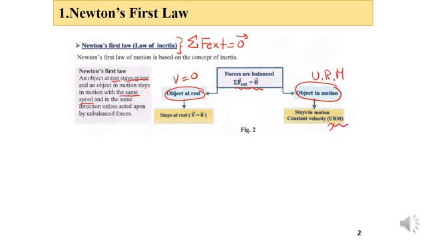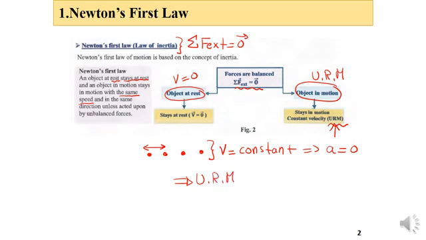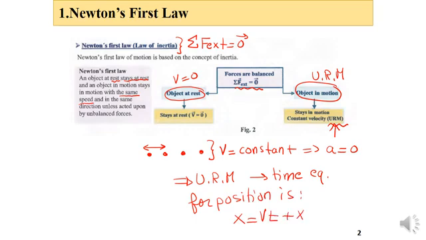As a revision for URM, if an object is moving at a constant speed with a constant interval of time, then we have V equal constant, then acceleration equal to zero, then the type of motion is URM, then the time equation for position is x equals vt plus x0. This is for Newton's first law.